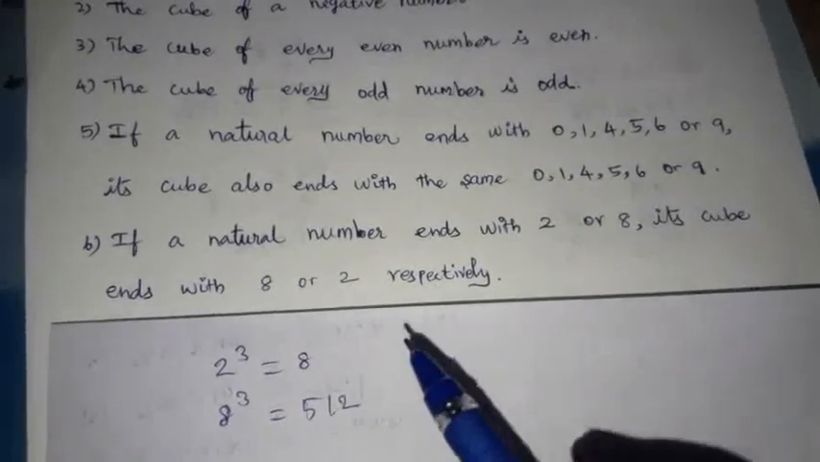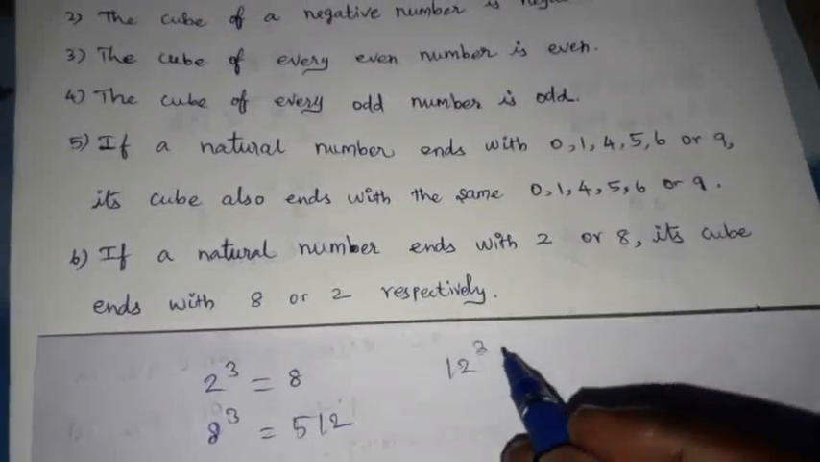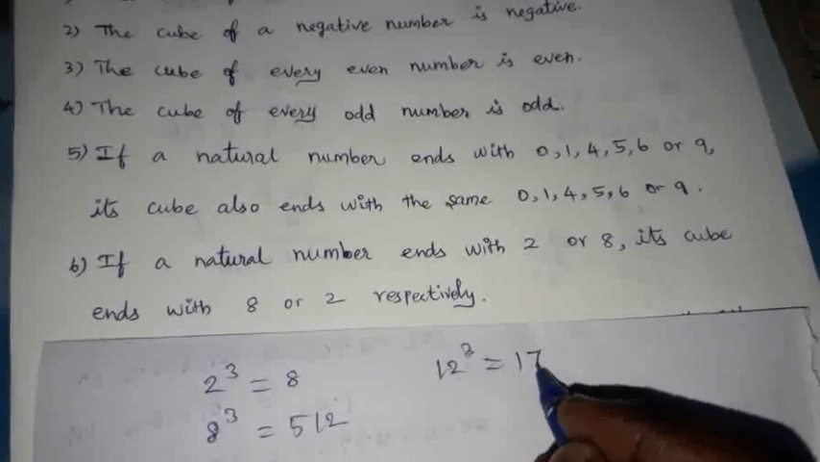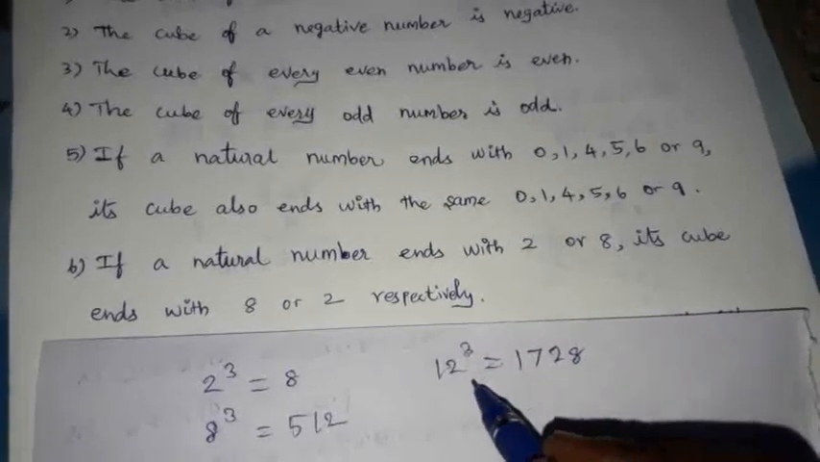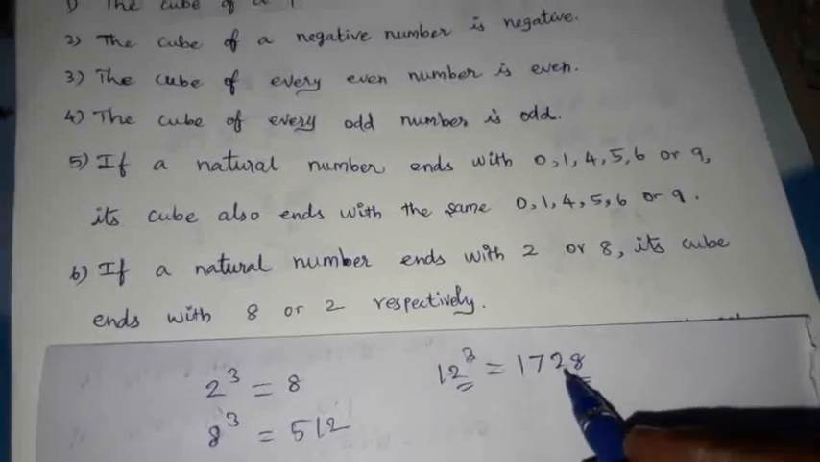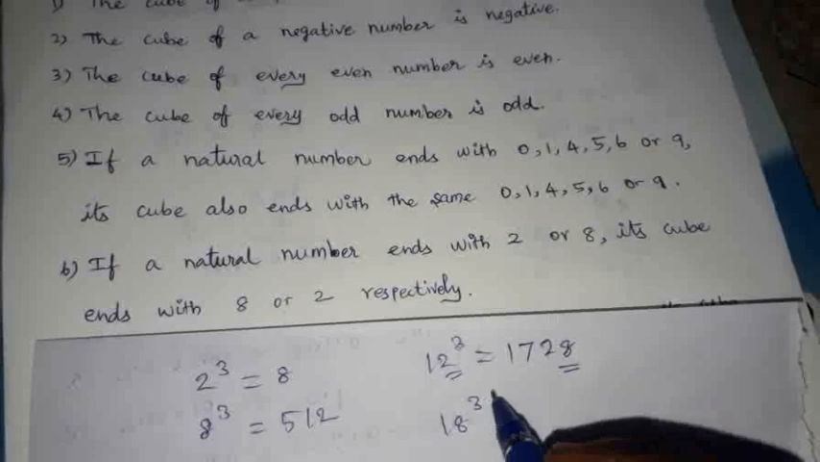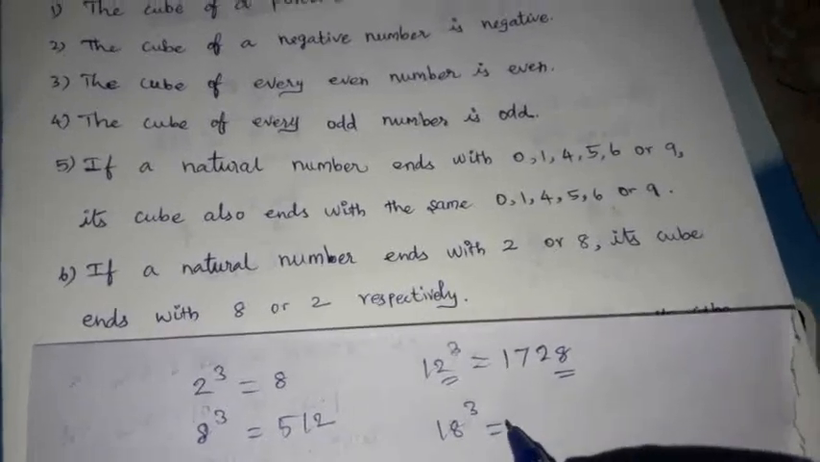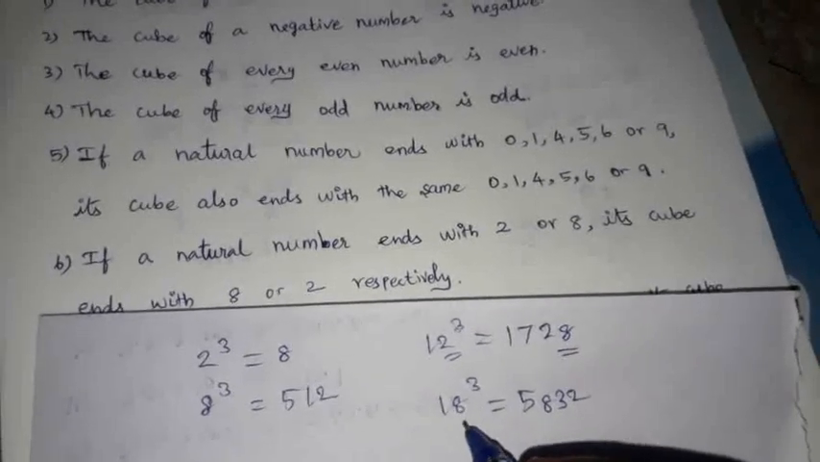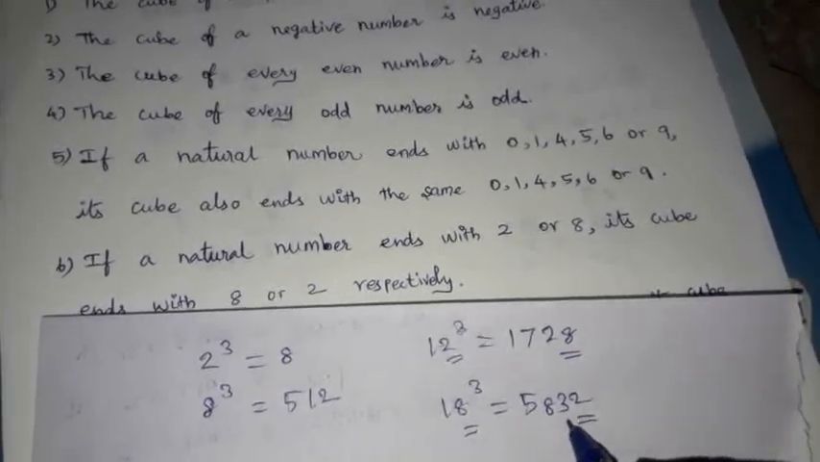See here. Let us take a number 12. We have to find its cube. 12 cube equal to 1728. The number ends with 2 and its cube ends with 8. Another number we take 18. 18 cube equal to 5832. A number ends with 8 and its cube ends with 2.